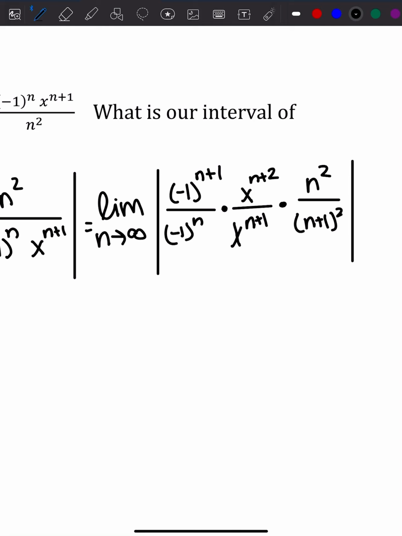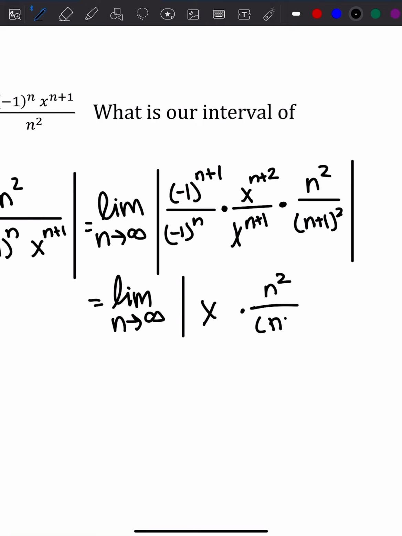Okay, so now we want to simplify what we have. The -1's are going to cancel each other out, except for -1 to the first, but we're also taking the absolute value of it, so it is going to go away anyway. Even though it will remain negative, we're taking the absolute value so that goes away. x^(n+2) divided by x^(n+1): if I subtract n+2 minus n+1, we get x. And then we have n squared over (n+1) squared, and that really doesn't simplify, so we're going to leave it as is.